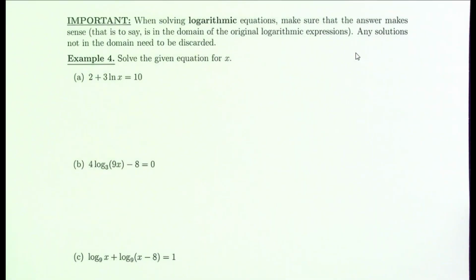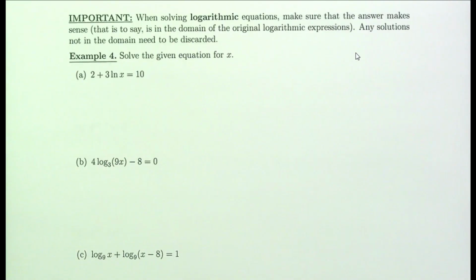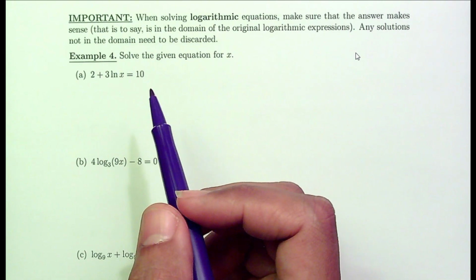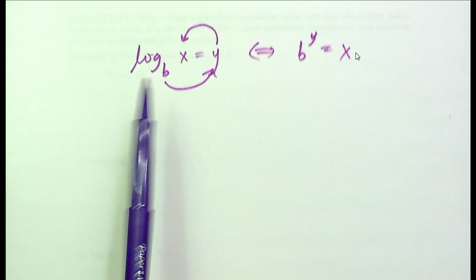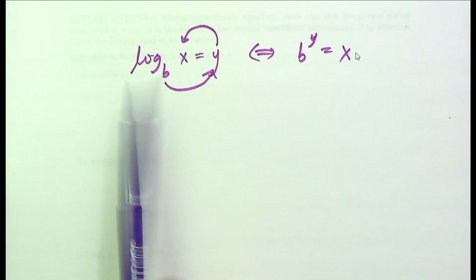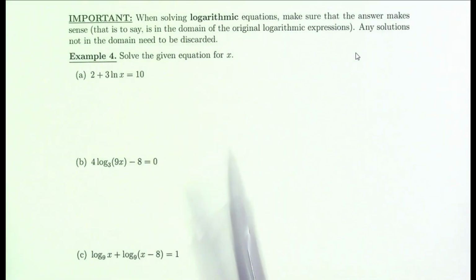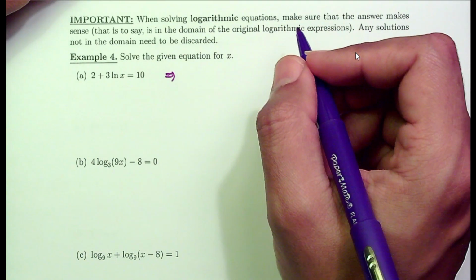So here's the diagram in action. Suppose I want to solve this equation for x. Well, first thing is you need the logarithm all by itself before you can apply the diagram. I can apply the diagram only when I have a logarithm all by itself on, let's say, the left-hand side. Once I have the logarithm all by itself equals something, then I can apply the diagram. So first thing is solve for the logarithm. Isolate the logarithm.